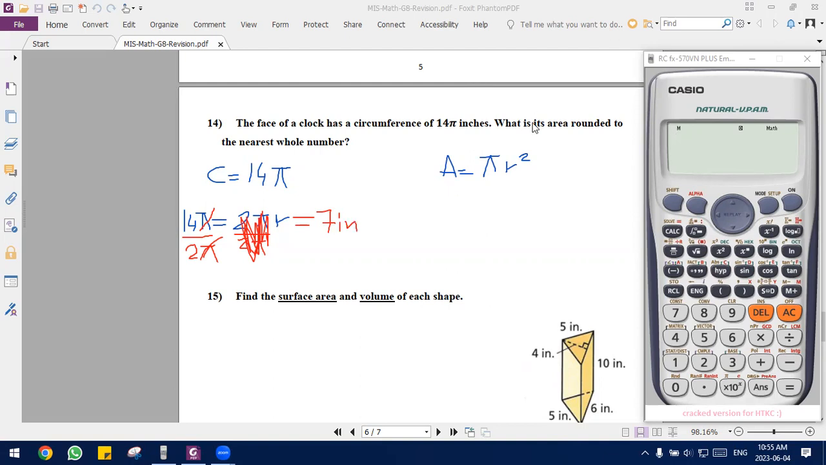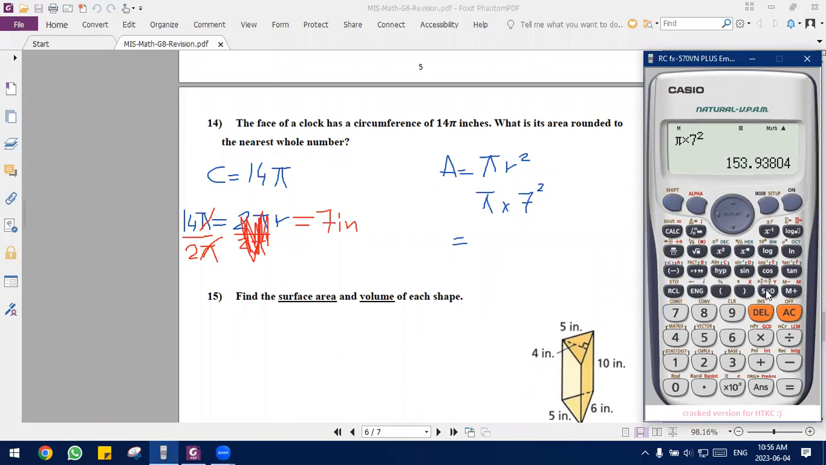Now I apply the formula for the area. Pi times r, which is 7 squared. Then the calculator: pi times 7 squared. It says round to the nearest whole number, which means I don't need decimals. 153, then I check 9. 9 is rounded up. 154. The unit for the area is inches squared.